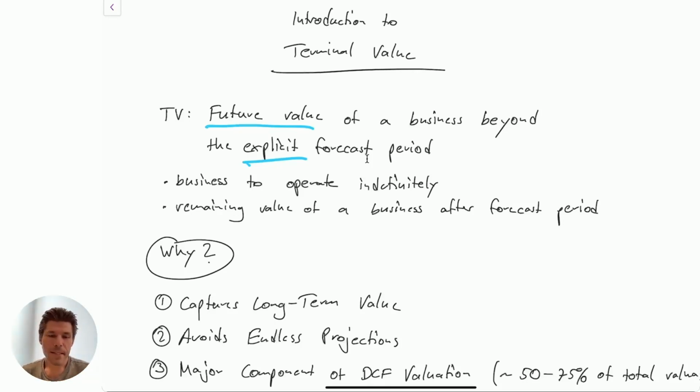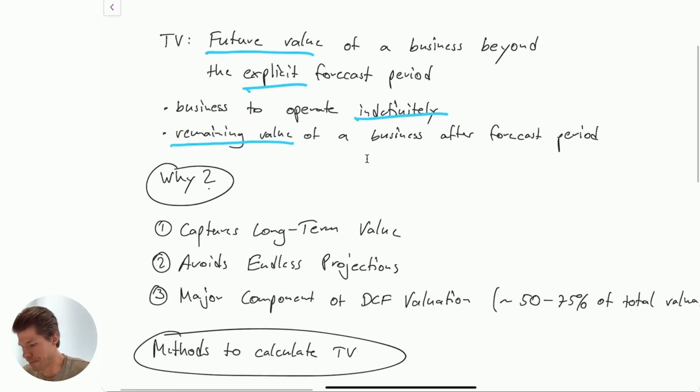But because the business operates indefinitely, you also want to know what the value is after those, let's say, 7 years. But you can't do the calculation forever. So that's where terminal value comes into play. It's called terminal value because it is the remaining value of a business after your explicit forecast period.